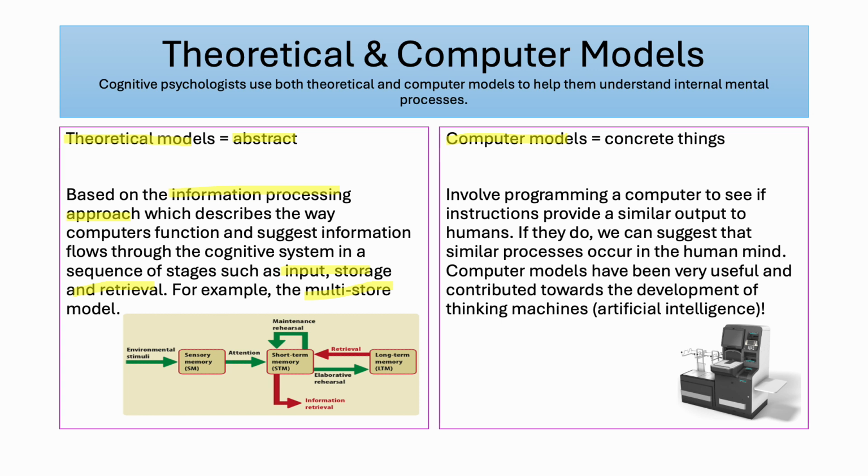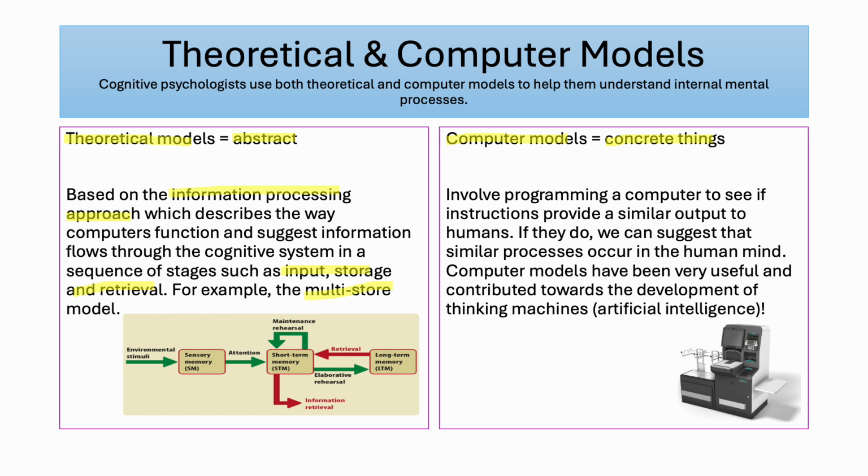And then if we move across to computer models, the thing to distinguish here is that computer models are based on more concrete models. These are actual models, which involve programming a computer to see if instructions provide a similar output to humans. And if they do, then we can suggest similar processes do occur in the human mind and that we are like computers ourselves.